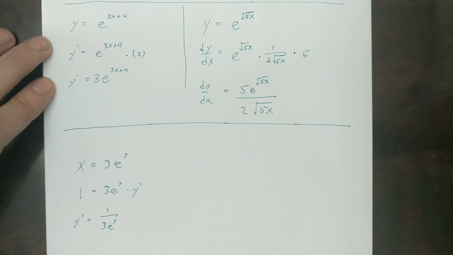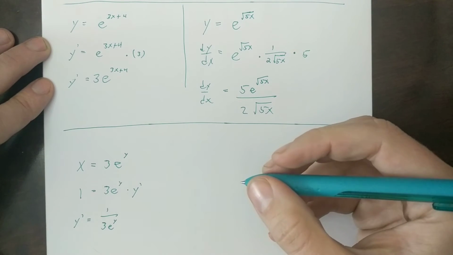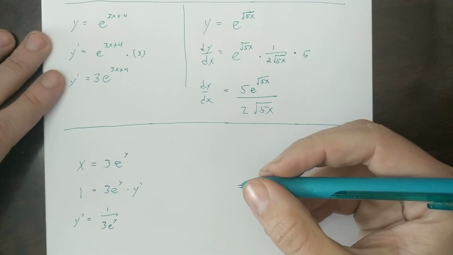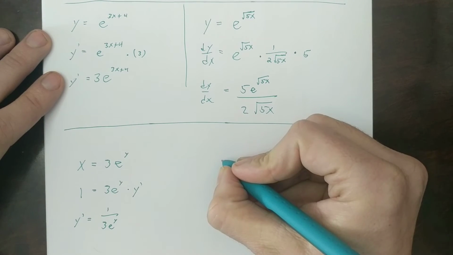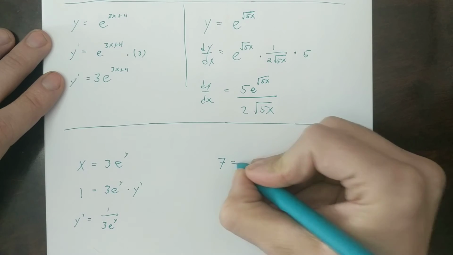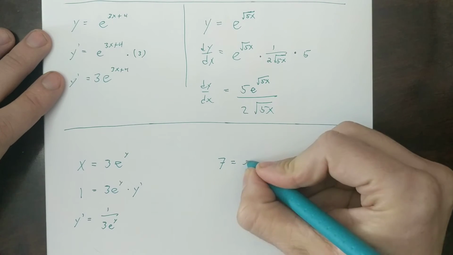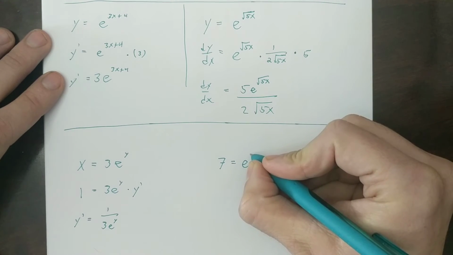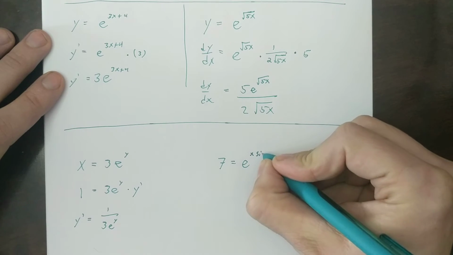So that works. What if we make the inside a little bit more complicated, such as maybe 7 equals e to the x sine y?